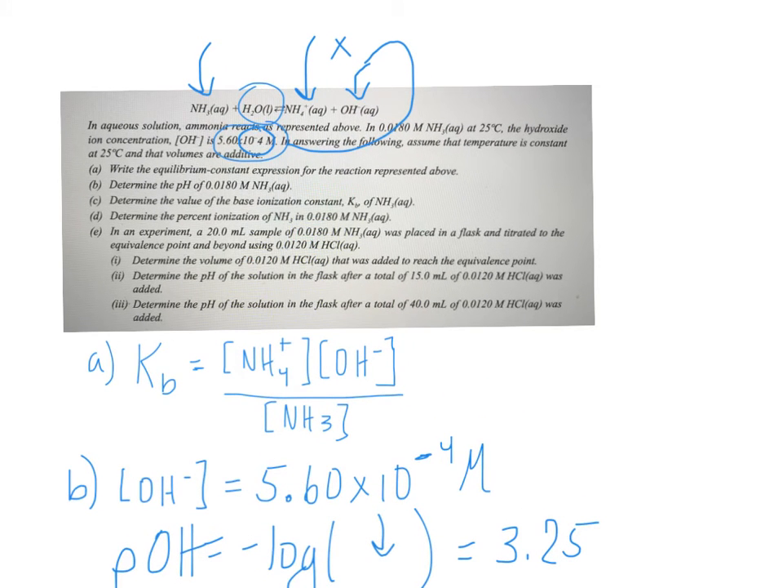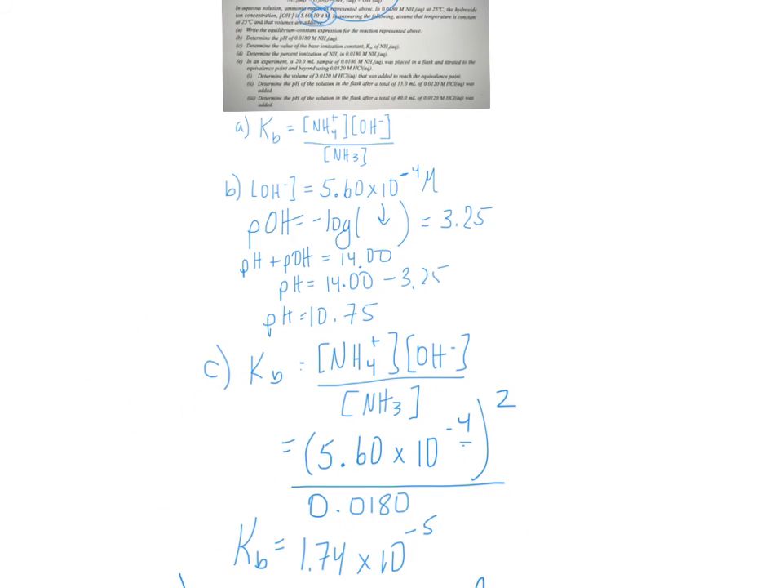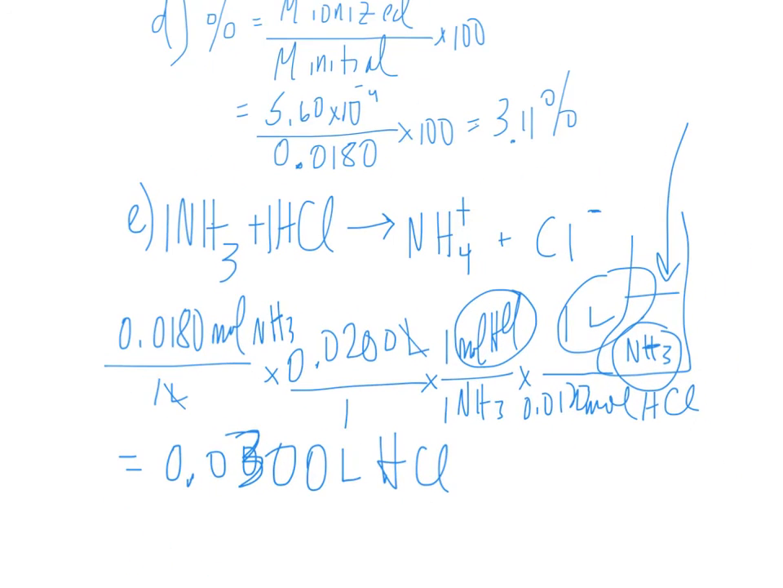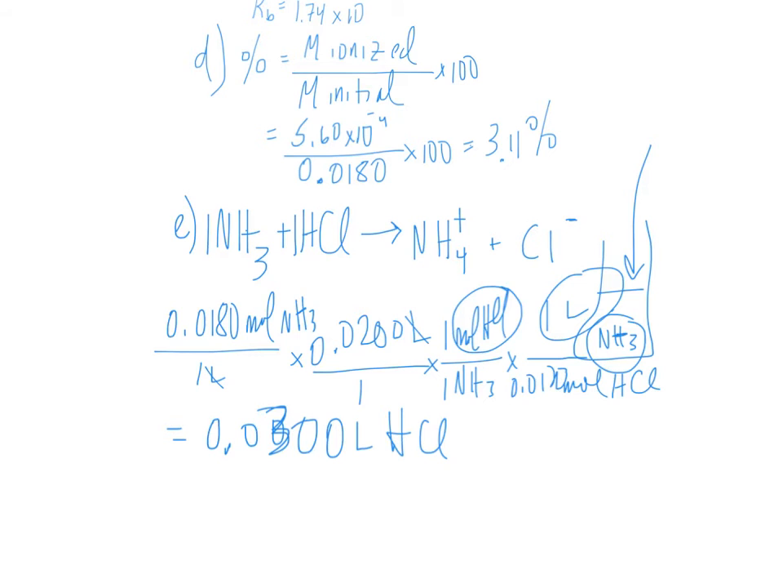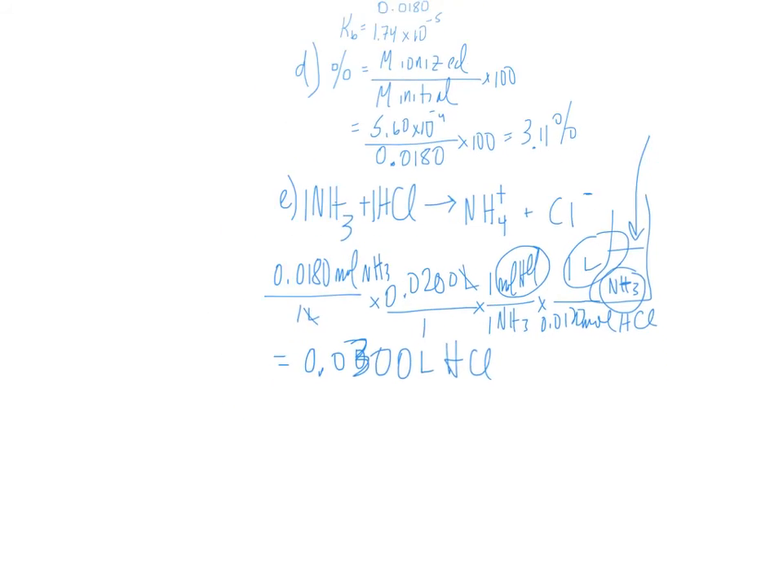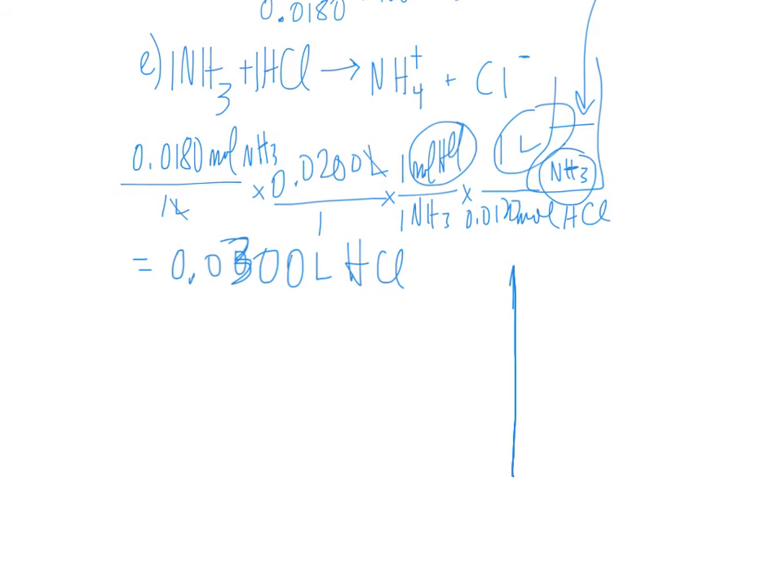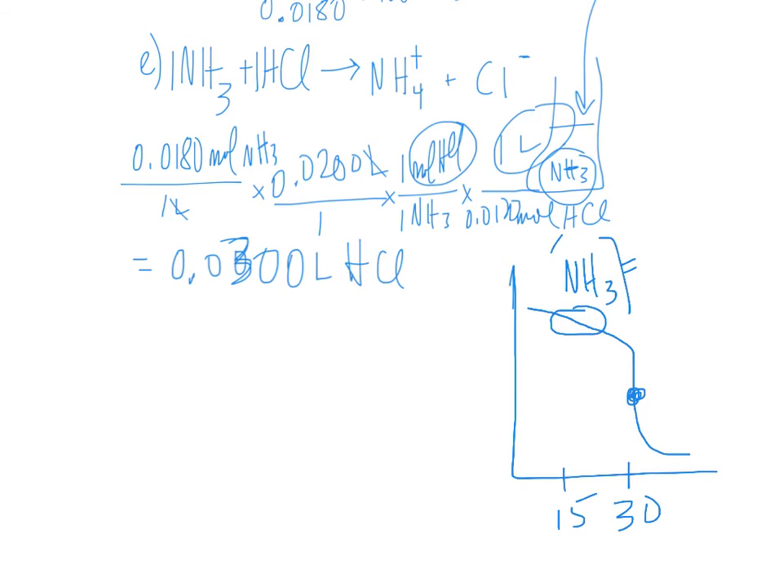Quickly scrolling back up and looking at part 2, determine the pH of the solution after a total of 15 mils of my acid have been added. What's an interesting point to make is that at 15 mils, now here's where your awareness has to come in. 30 mils was my equivalence point. So if I were to look at this graphically, 30 mils is my equivalence point, the point at which the moles of the acid added equal the moles of the original base. 15 milliliters is right here in the buffer region, where half of the ammonia has been converted into NH4 positive.